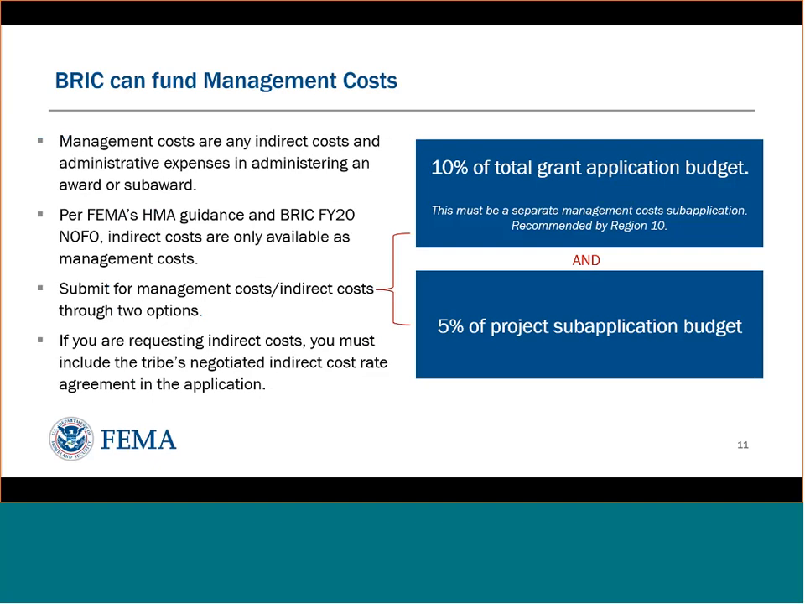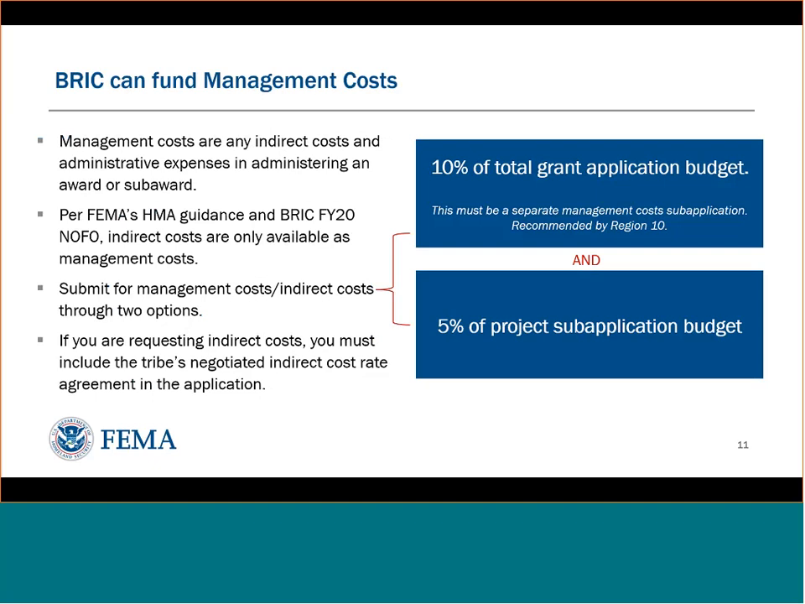BRIC can also fund management costs. The management costs can include administrative costs and indirect costs. There are two ways that you can request management costs. One is for subgrant management costs. You can take a project sub-application budget and add 5% of that to the total costs and include all of that in the project sub-application budget.